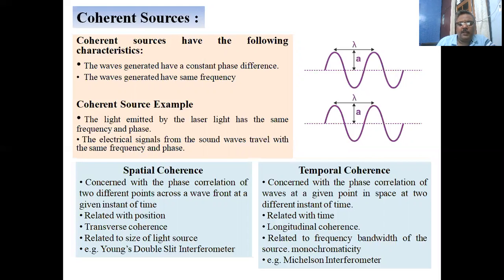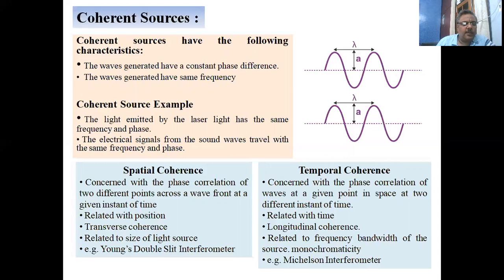Now there are two kinds of coherence. One is spatial coherence and the other one is temporal. We know that we move in two aspects: one is with respect to space, and the second is with respect to time. When the coherence is there with respect to space, this is called spatial coherence. When the coherence is maintained with respect to time, it is called temporal coherence.